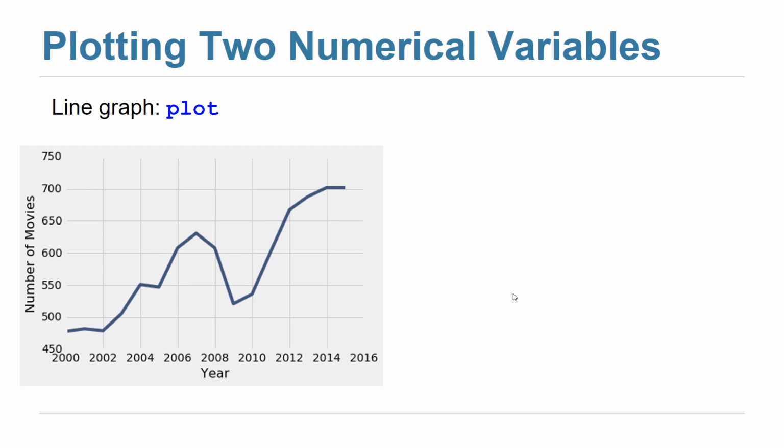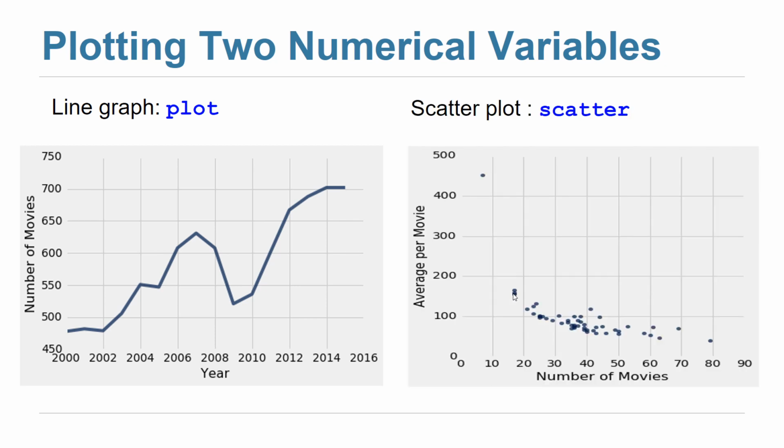So I think we covered already the line plot, okay? And we said that the line plot is used when we want to see the relationship between two numerical variables, okay? We also have another type of plot, which is called the scatter plot, which we also use for plotting the relationship between two numerical variables.